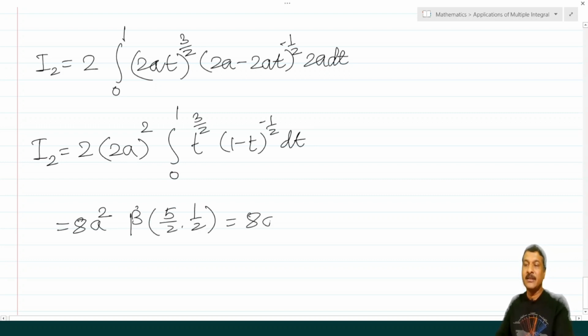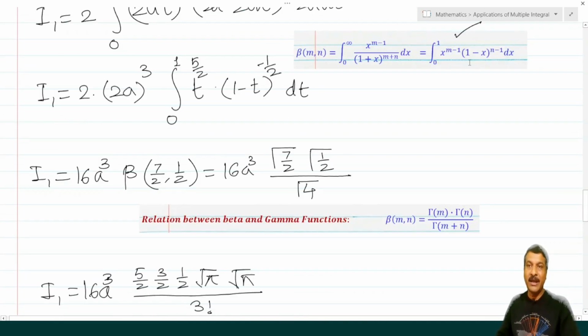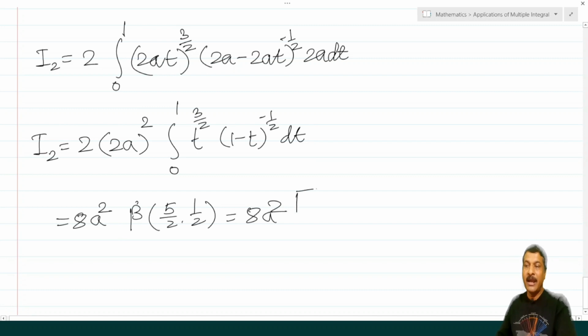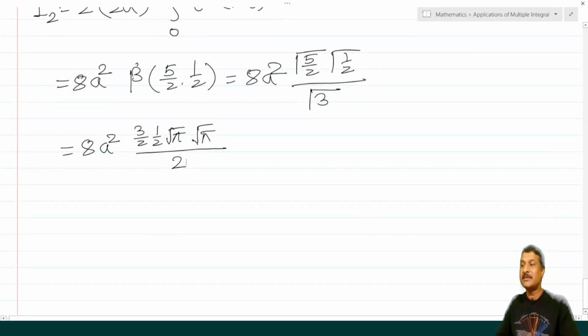By using relation between beta and gamma function that we know here, and here the definition of beta I am using this one. So I am getting gamma separation upon gamma addition. So gamma 5 by 2 plus 1 by 2, 6 by 2, it is 3. So gamma 3. So 8a square, gamma 5 by 2 is 3 by 2, 1 by 2 root pi, gamma half is root pi upon gamma 3 is 2 factorial means 2. So by using calculator you find this I2. So I am getting I2 equal to 3a square pi. This is equation number 3.